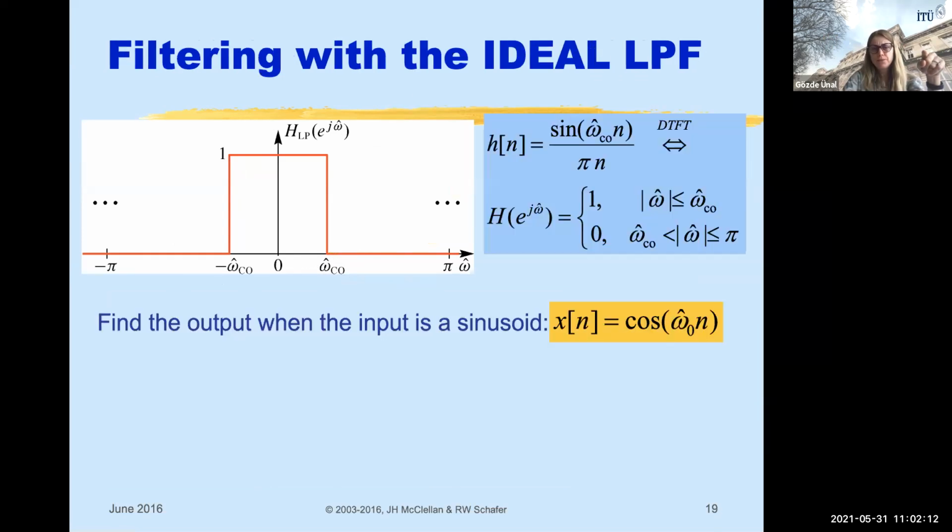Now, let's say I'm given this ideal low pass filter. I want you to find the output when the input is a sinusoid, like this: cosine omega 0 hat n. We know the Fourier transform of this because it is a periodic signal. We know its Fourier series, remember? And it's going to map as two lines in the spectrum, at omega 0 hat and minus omega 0 hat.